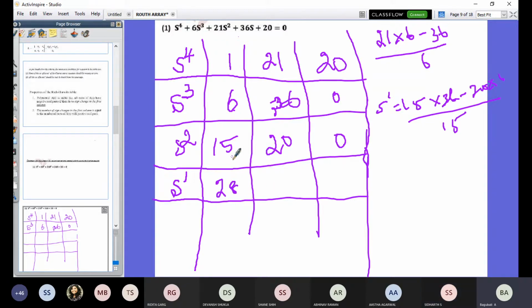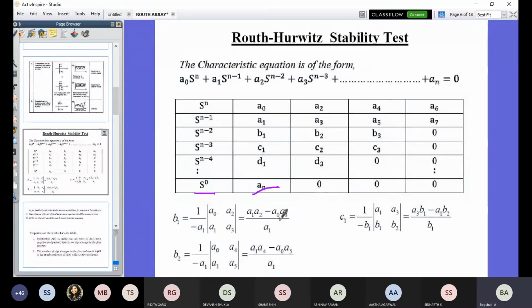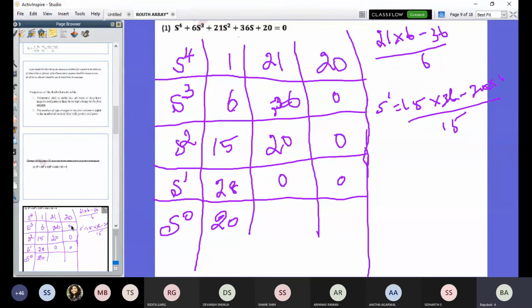So obviously now you can see 15 into 0, 6 into 0, we will get 0. Next column also it will come 0. What about S power 0? 20. Already I told you the S power 0 coefficient is always a of n. In the previous Routh array itself I told you, the S power 0 coefficient is always a of n, so the same thing here, it will be 20. So next, 28 into 0, 15 into 0, we will get 0.